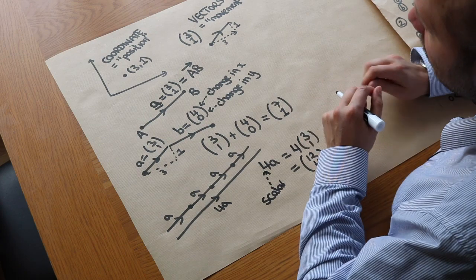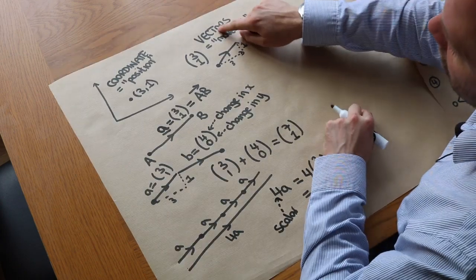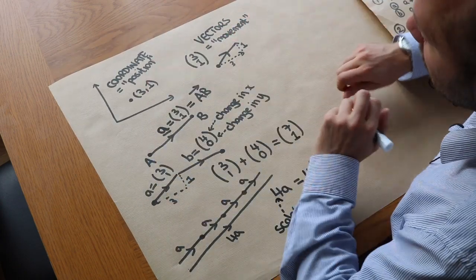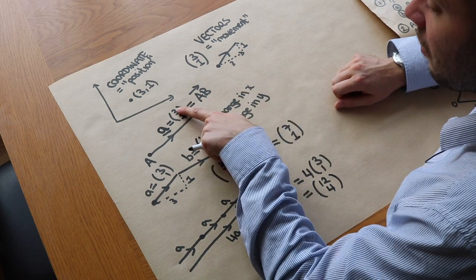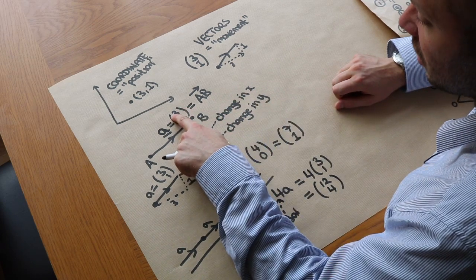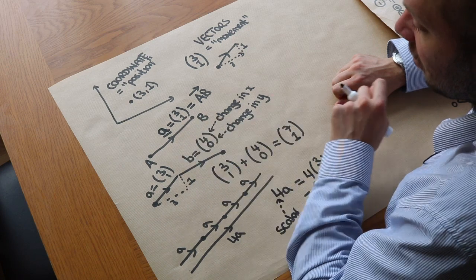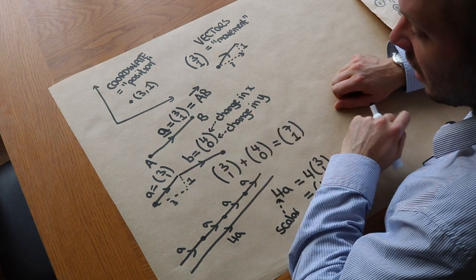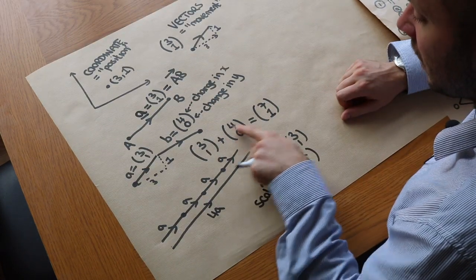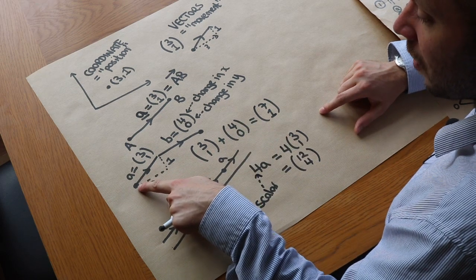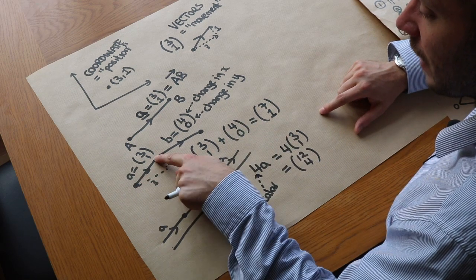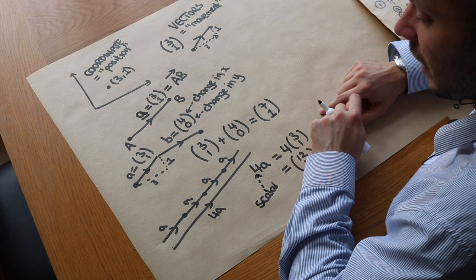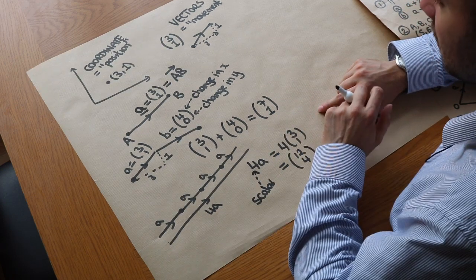So just to summarise everything we've seen so far, vectors just represent a movement of something in space. The top number of the vector represents what x is changing by. The bottom number represents what the y value is changing by. And we can add vectors together to represent the combined movement of moving one vector followed by another vector. And we can also scale vectors.